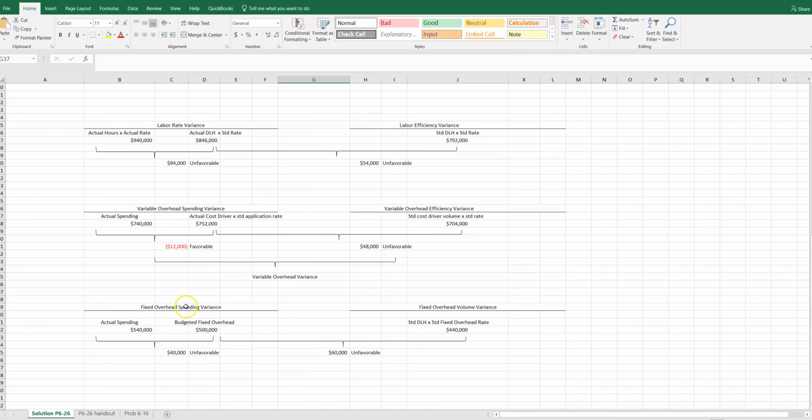And this is the fixed overhead spending variance, which is the actual spending versus budgeted spending. And then the fixed overhead volume variance, which is the budgeted fixed overhead versus the applied overhead, and we apply overhead based on standard hours for the number of units we produced. Okay, I hope that helps.